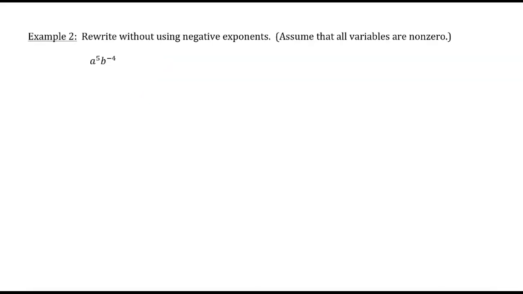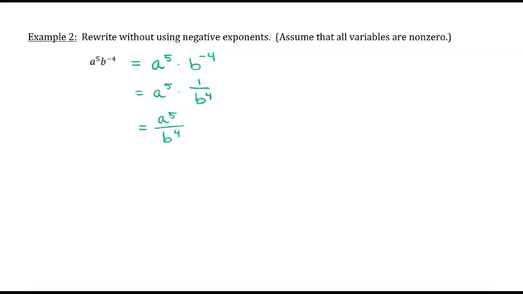In example 2, we're again going to rewrite the expression without negative exponents. We're also going to assume that all variables are non-zero so that we don't have to worry about dividing by 0. There's 2 pieces to this expression. We have an a raised to the exponent of 5 and b raised to the exponent of negative 4. A is already raised to a positive exponent, so what we need to fix is the b raised to the exponent of negative 4. We will rewrite that as 1 over b to the 4th. Now we have a to the 5th times 1 over b to the 4th, and we can simply write that as a to the 5th divided by b to the 4th.